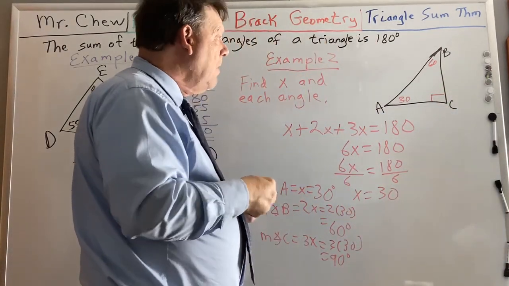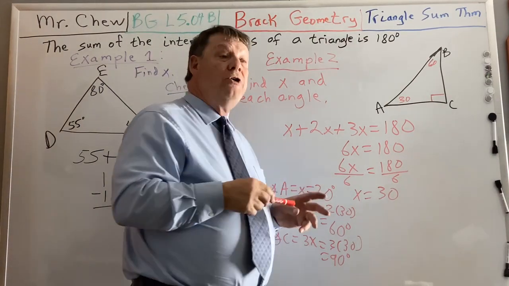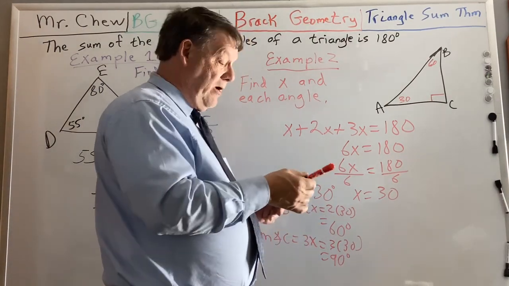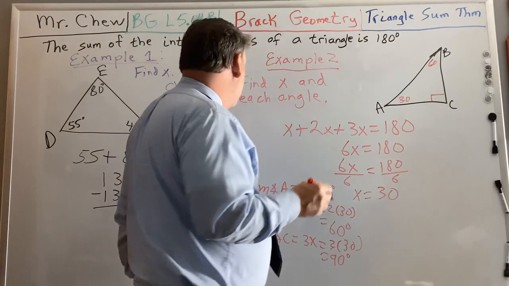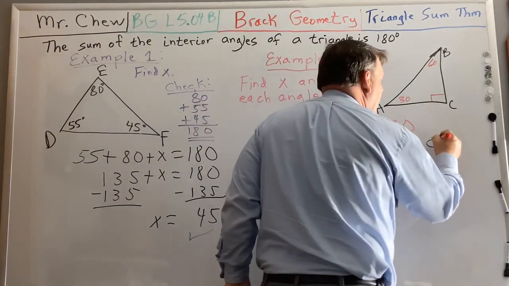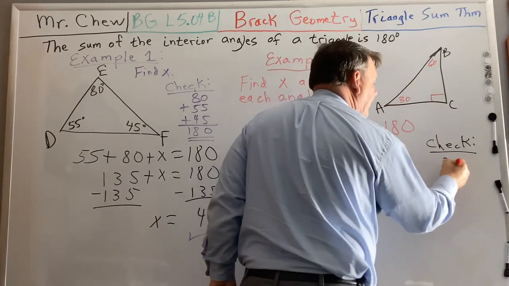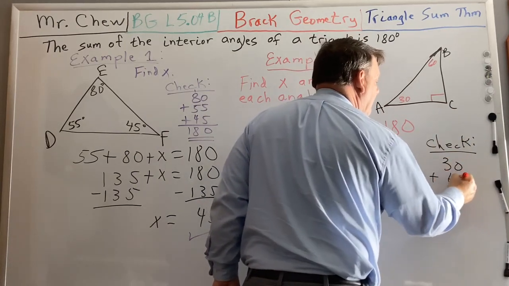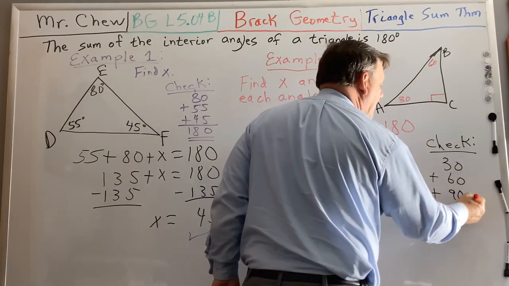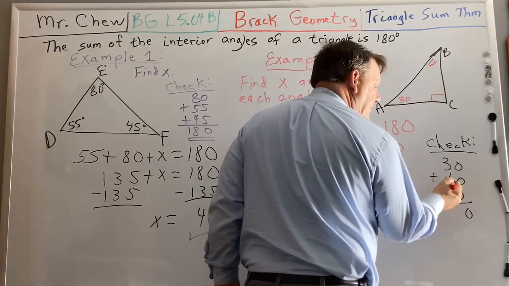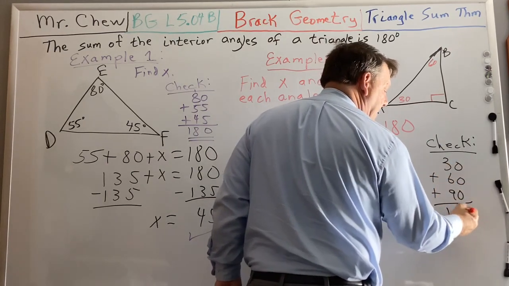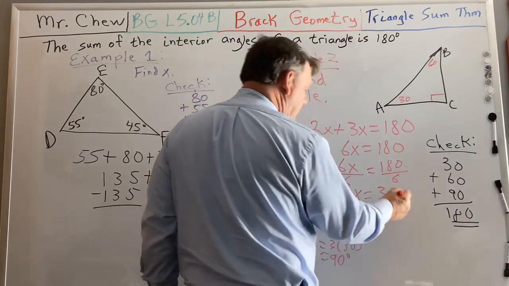All right, so that is the way you use the interior angle theorem. Now, could I check this? I sure could. Remember how we checked it? We take the 3 angles and add them up. 3 plus 6 is 9, plus 9 is 18. It worked. That means each of them is right.